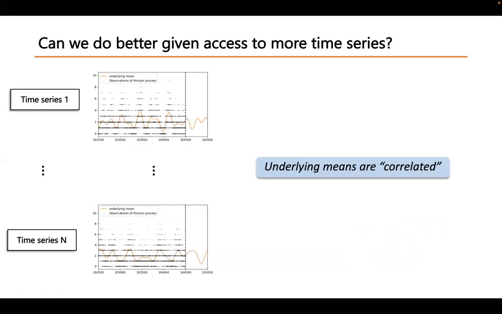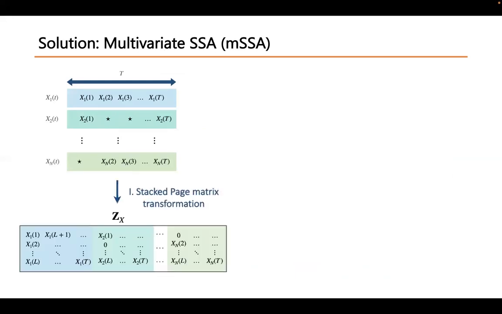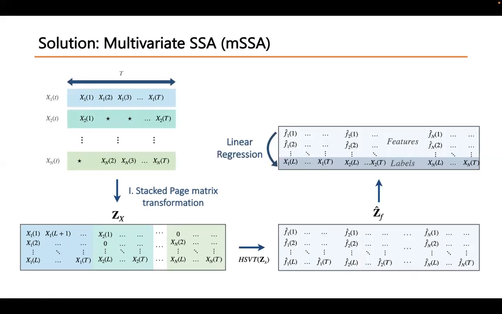One of the questions we wanted to answer is, can we do better if we have access to many time series such that the time series are somehow correlated? So now, instead of just having one time series, you have n time series. A simple solution to this problem is something called multivariate SSA, where you take these n different time series, create a page matrix out of all of them, and then simply concatenate them column-wise. Then you perform the same two procedures afterwards, where you first do hard singular value thresholding, or PCA, to do the imputation. And to learn a linear model, you learn one linear model across all of these different time series together.